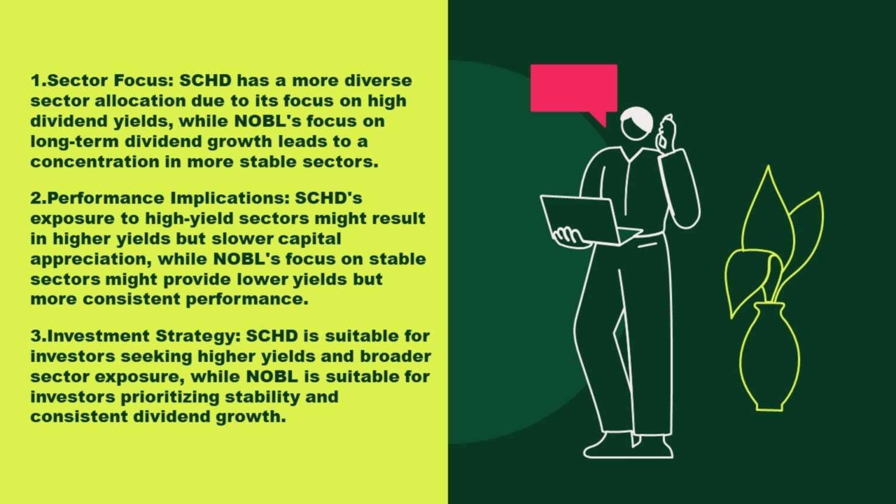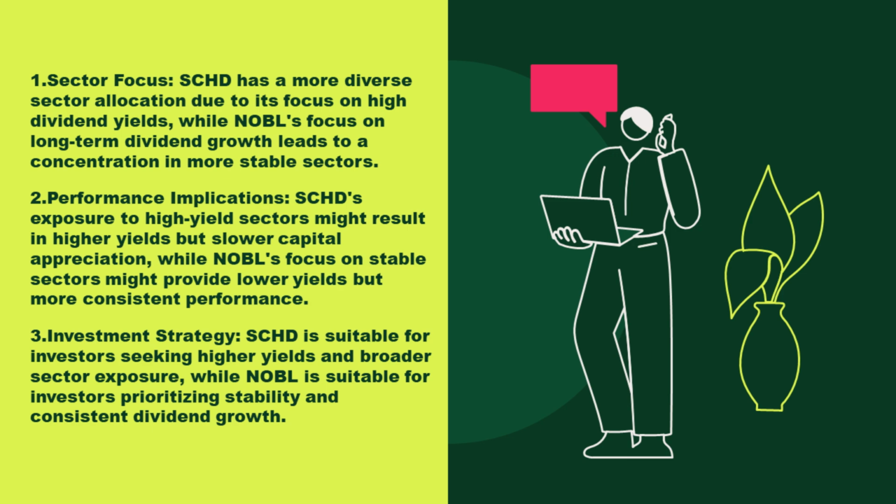The sector differences between SCHD and NOBL can impact their performance in several ways. SCHD's exposure to sectors with high dividend yields might lead to relatively higher yields, but could also result in slower capital appreciation if those sectors underperform compared to more growth-oriented sectors. For instance, a large allocation to utilities and telecommunications might provide stability and consistent income, but could lag behind sectors like technology during strong market upswings.